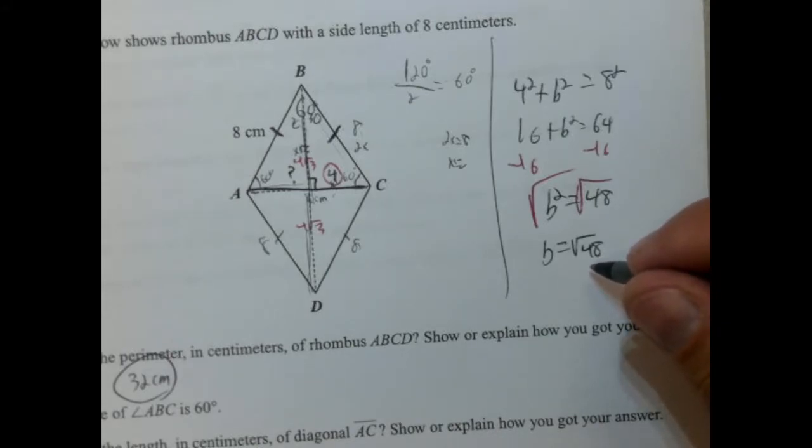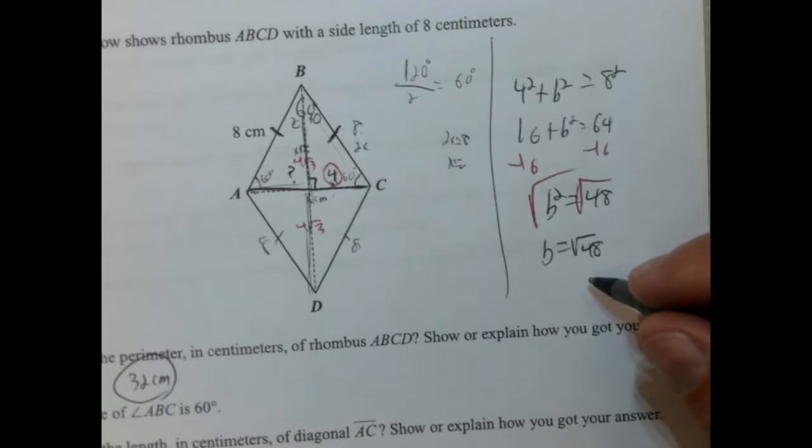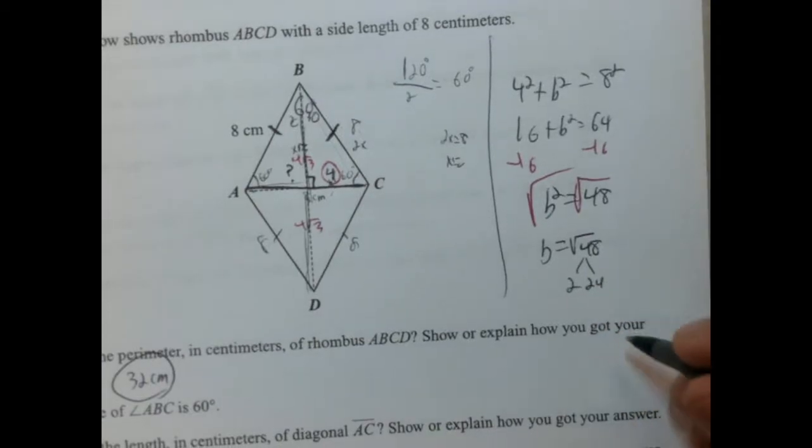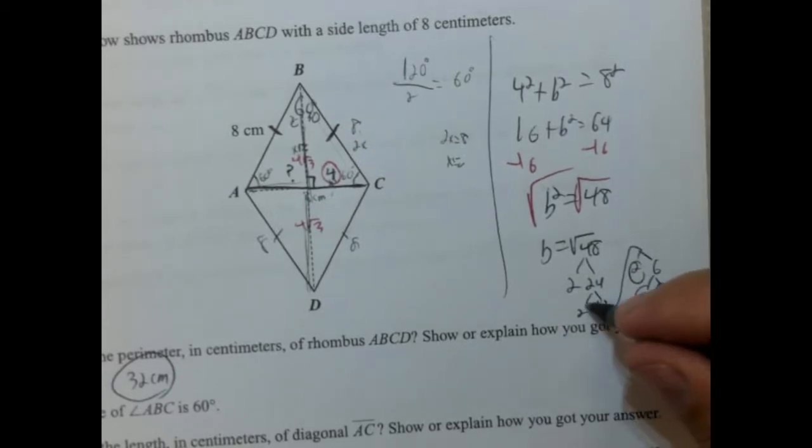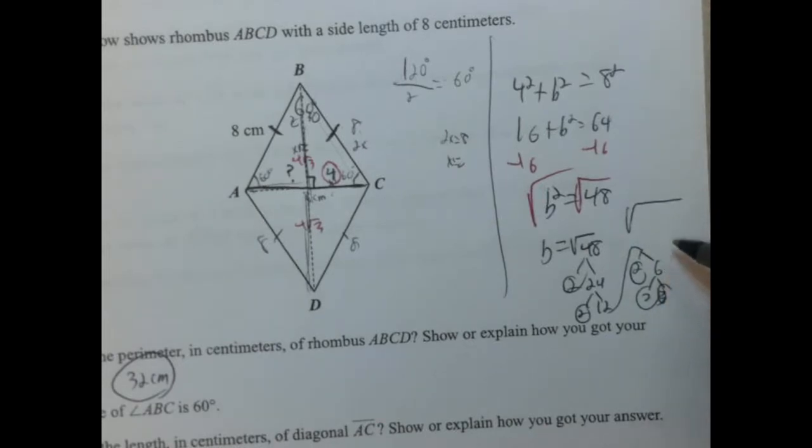Let's see. We're going to get 2, 24, 2 and 12, 2 and 6, 2 and 3. So, let's see. 2, 24, 2, 12, 2, 6. Okay, so we have 4 2s. So 4 on the outside and 3. 4 radical 3, yeah. So 4, no, it worked, okay.